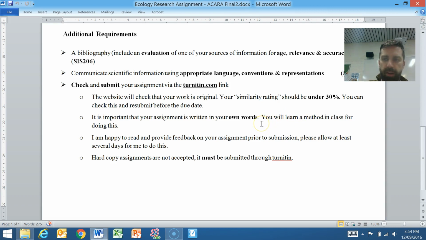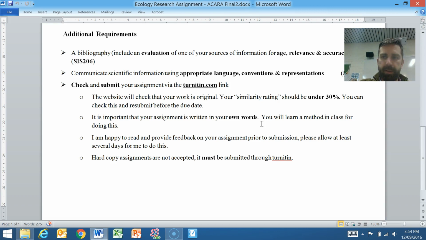So it's really important that you write this assignment in your own words. And like I say there, we are going to do some work on that in class so that you know a really good method for doing that. If you finish your assignment a few days early at least, I'm able to give you some feedback either during class, or if you send it to me via email, I can have a look at your assignment and give you some feedback.